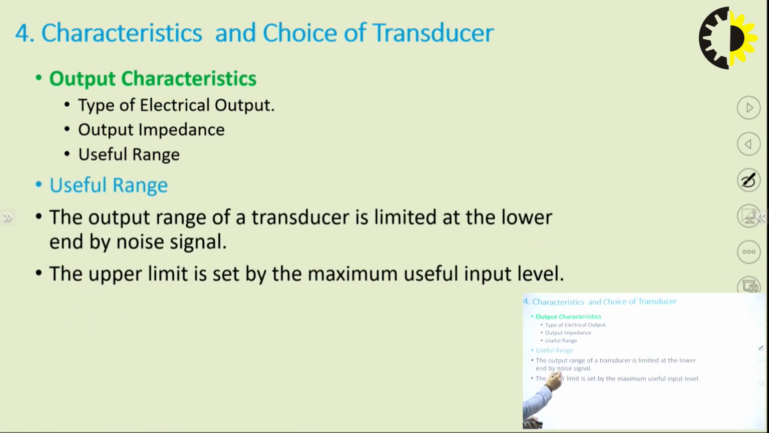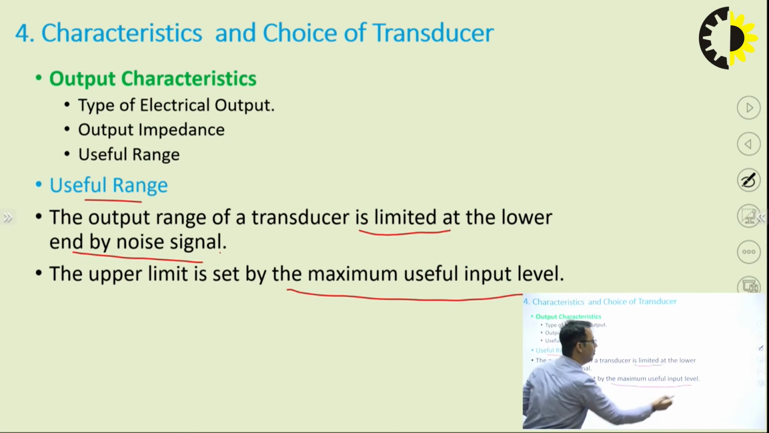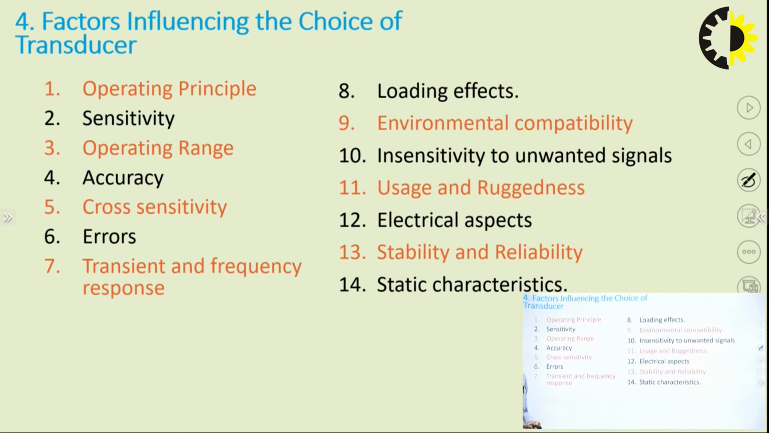Next, the useful range of any transducer. The output range of a transducer is limited at the lower end by noisy signal. We can say the lower value of the range is decided by the noise signal in the output, and the upper limit is decided by the maximum useful input level. So these were the basic characteristics of any transducer.